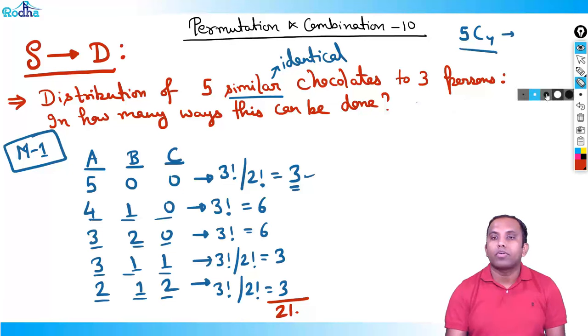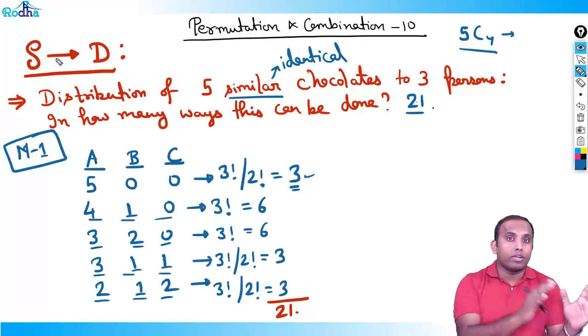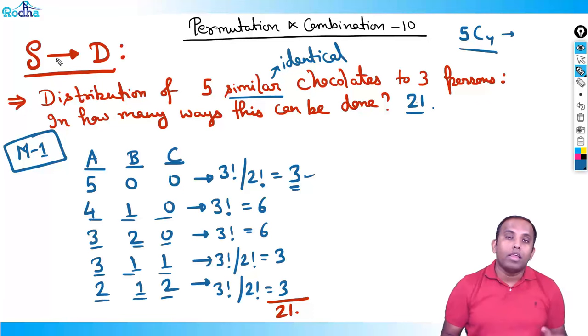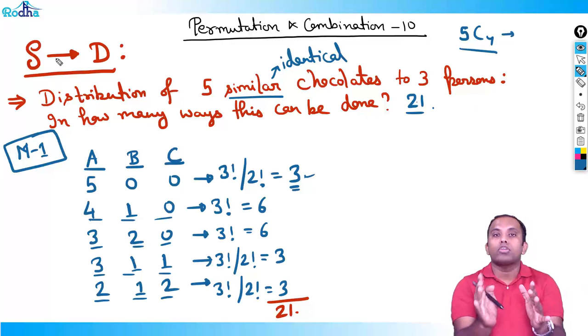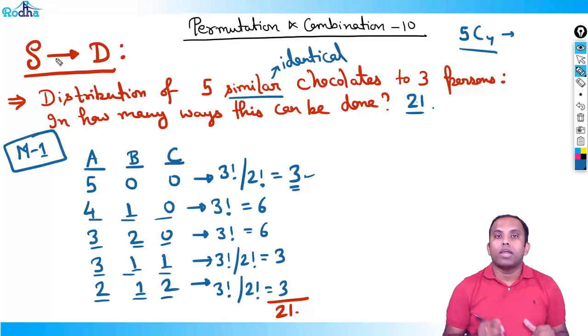Okay, fine. In how many ways can 5 similar chocolates be given to 3 persons? Answer is 21. But this is method 1, making cases, right? But in an S to D category kind of question, where I am distributing similar things to different persons, similar chocolates to different persons, in this S2D category distribution I don't need to make cases, right? There's a better method to do it.